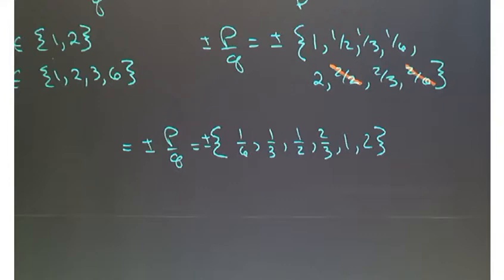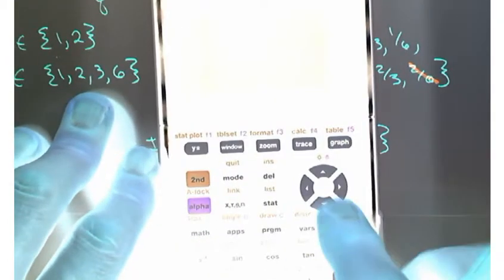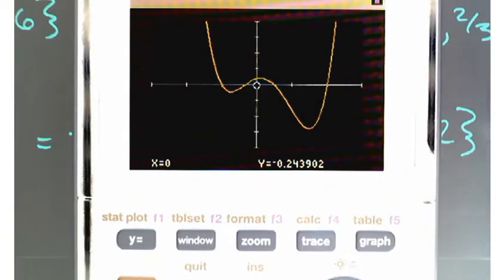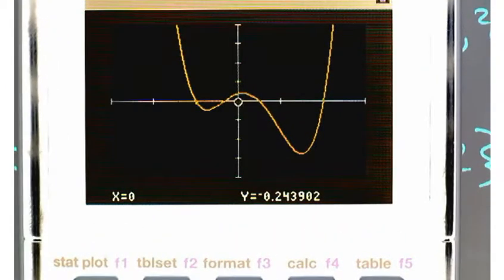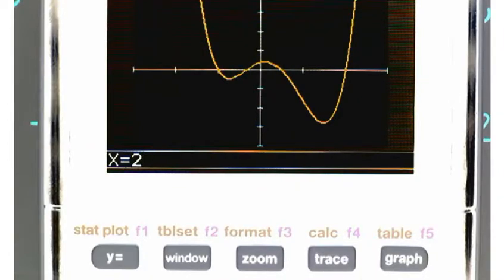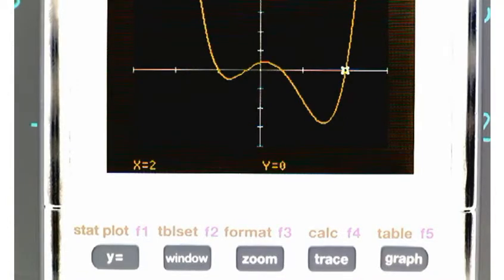Well, let's try a couple of them. Let's try it and see if they work out. And personally, I'm going to go for the easy ones first. It looks like the graph crosses the x-axis at 2. If it crosses the x-axis at 2, when I do a trace of 2, so to hit the trace key, trace, and then type in a 2, what should my y-coordinate be if it's an actual x-intercept? 0, thank you. So 2 and 0, so okay, that works. And then it looks like negative 1 works as well. So, okay, we got a couple of them.